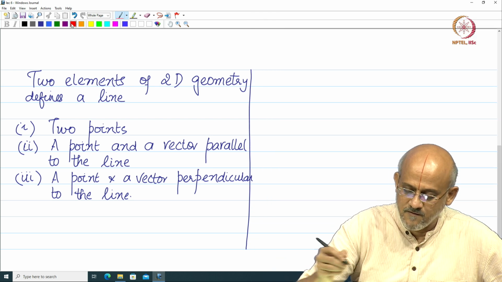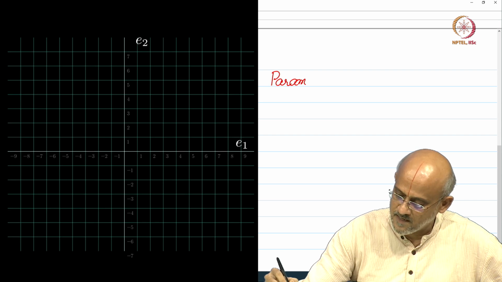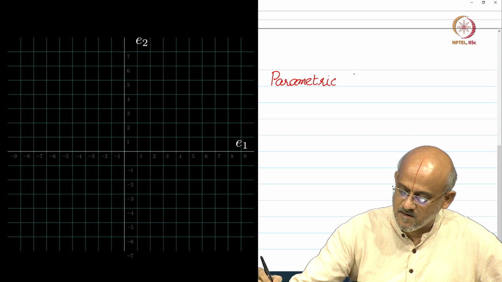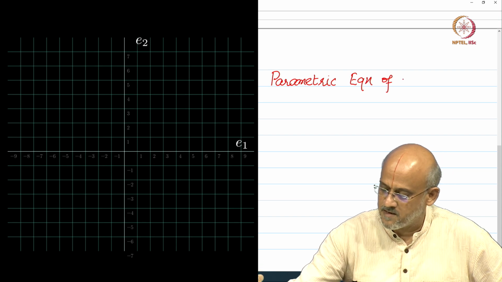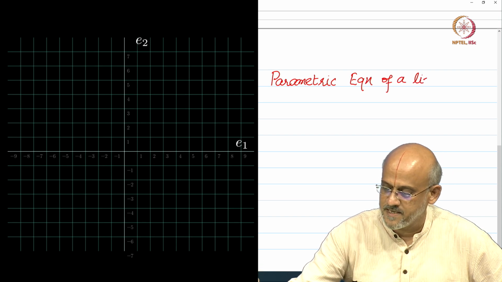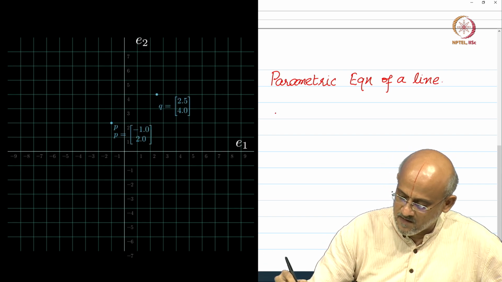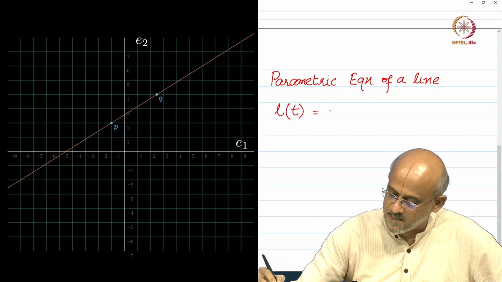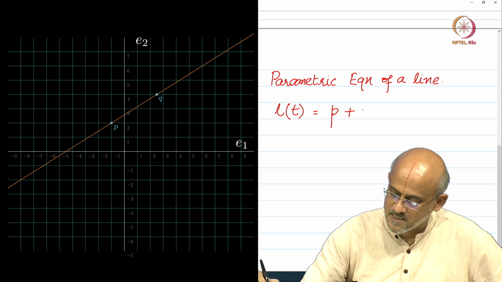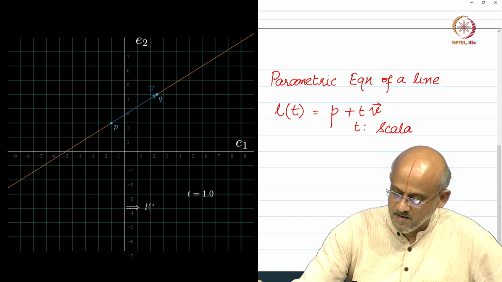So we get into the idea of this parametric equation of a line. What does it actually mean, right? Suppose I have a function, L of t, which basically defines the line. This is given by P, a point, plus a scalar t times V, this vector, where t is some scalar.